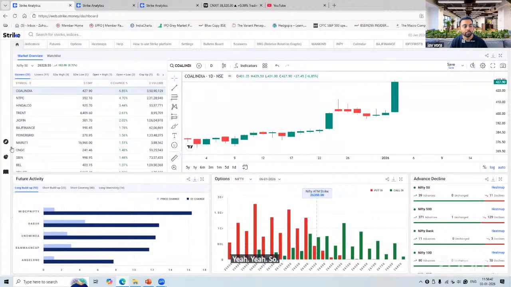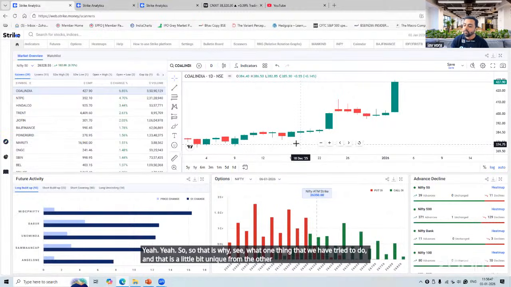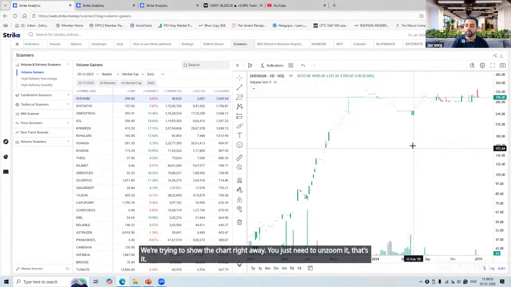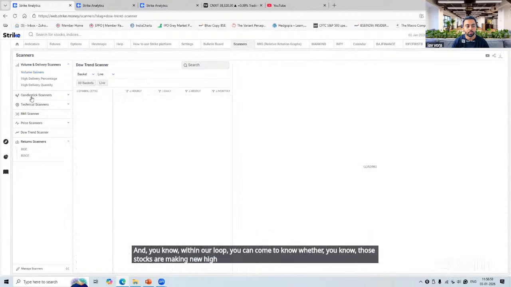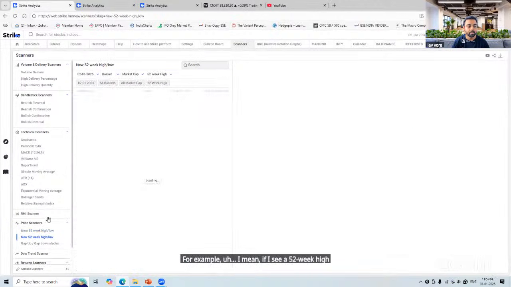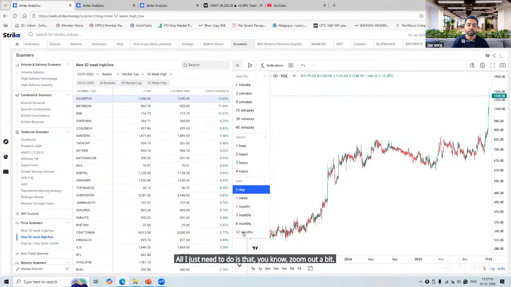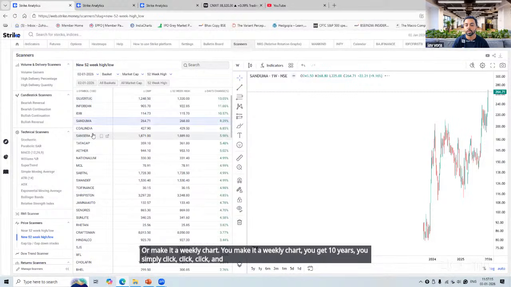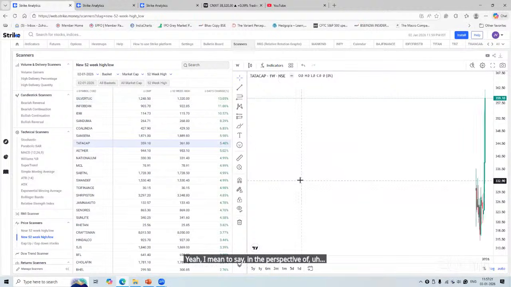So that is why one thing that we have tried to do, which is a little bit unique from other platforms, is that we are trying to show the chart right away. You just need to unzoom it, and within a look, you can come to know whether those stocks are making new highs or not. For example, if I see a new 52-week high, all I need to do is zoom out a bit or make it a weekly chart. You get a 10-year view, you simply click, and you get to know. Yeah, I mean to say in the perspective of convenience.